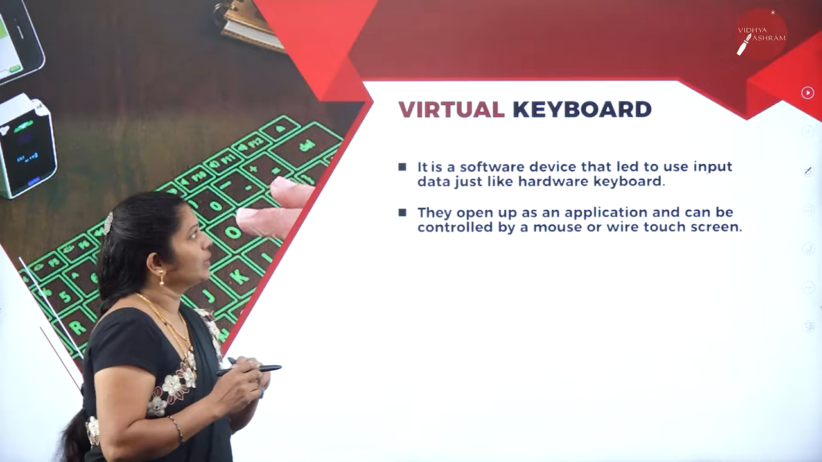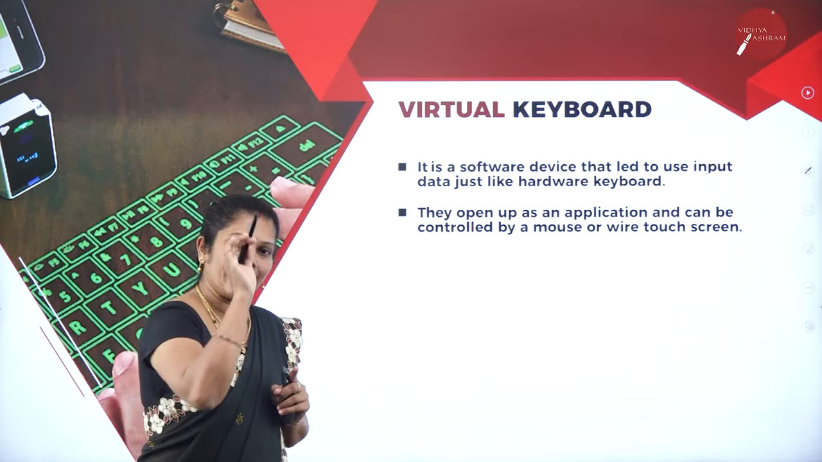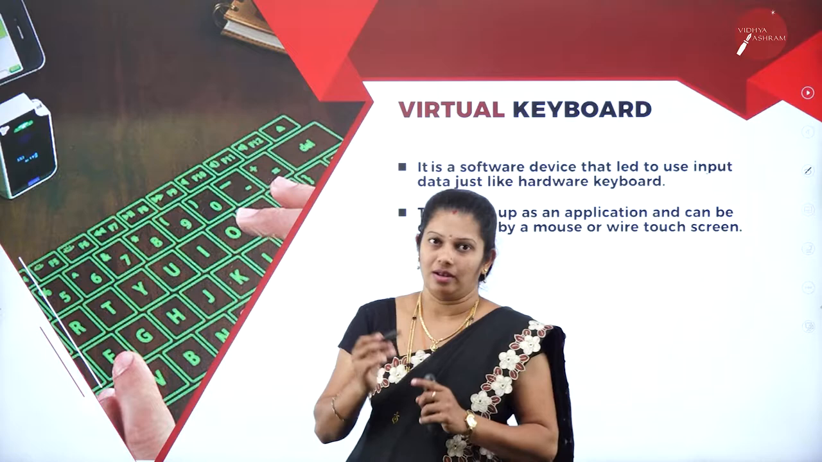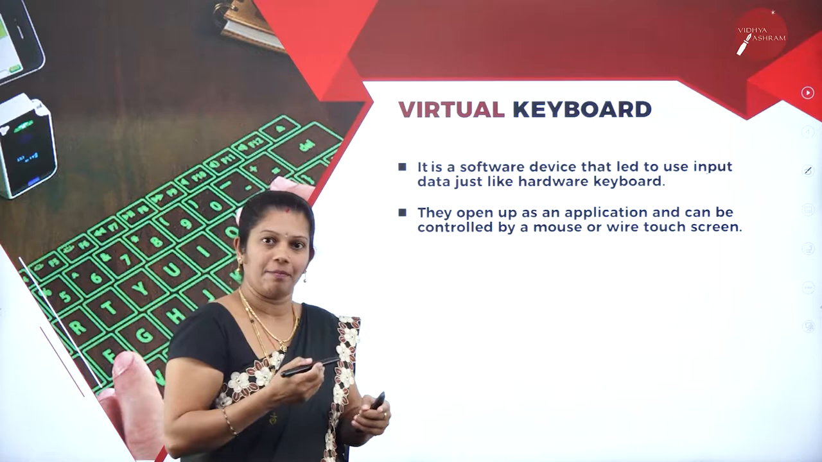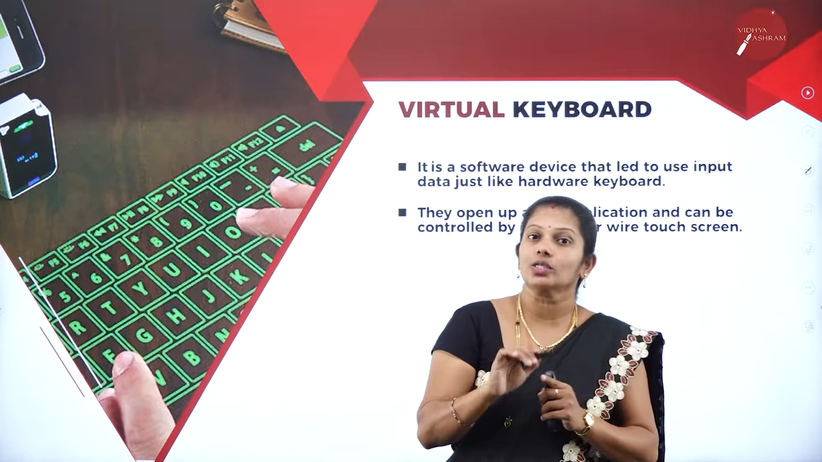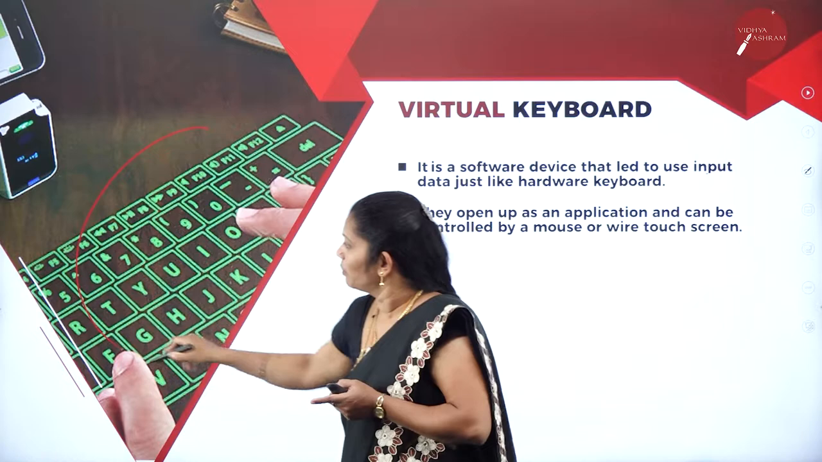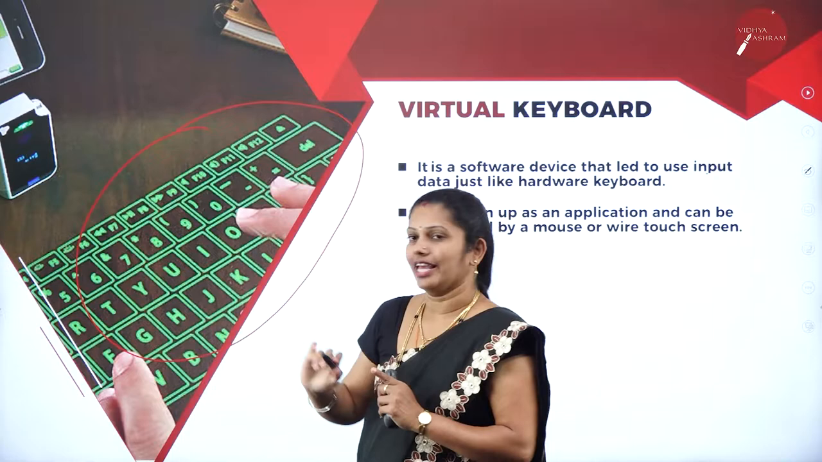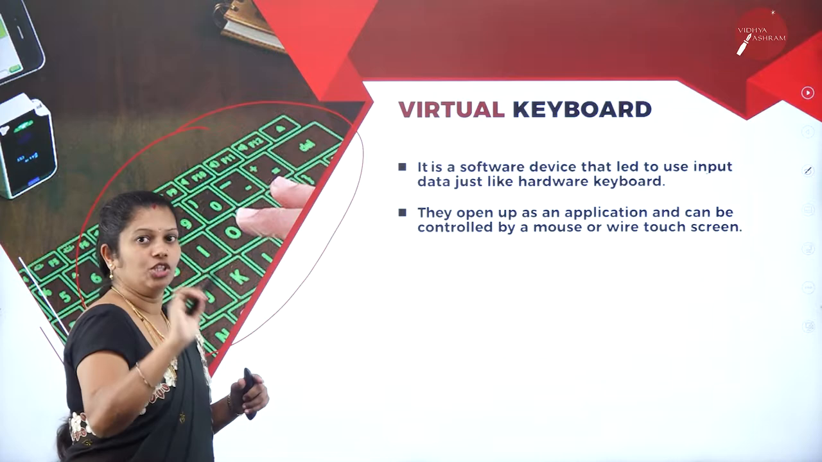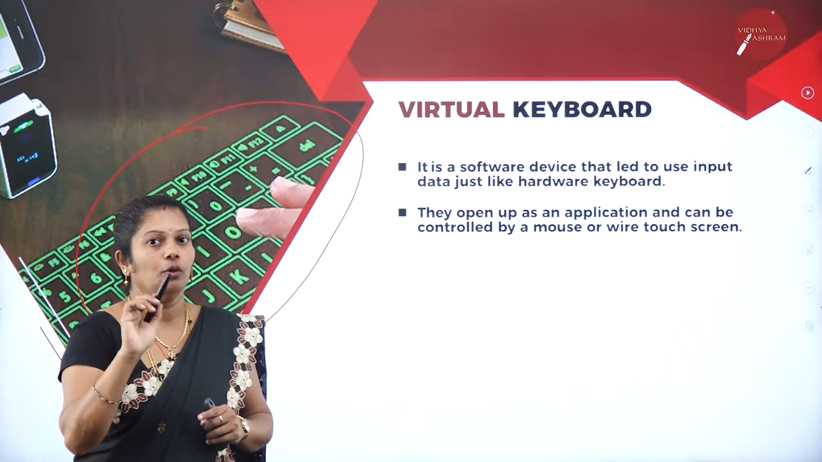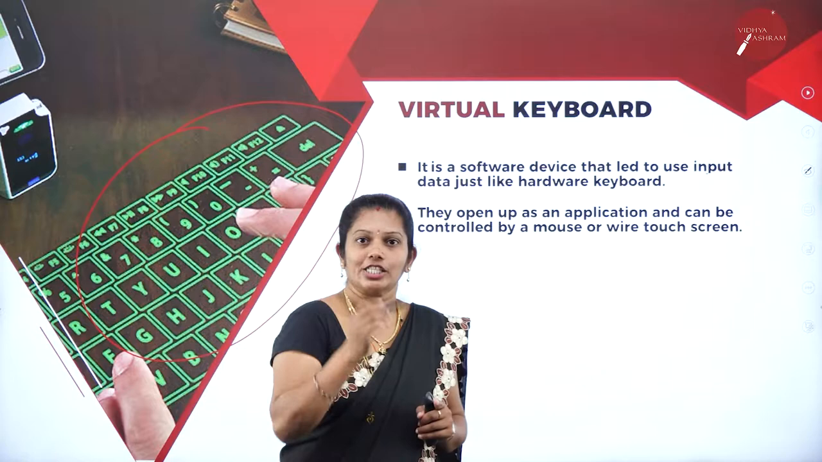Next we'll discuss the virtual keyboard. Already I told you, virtual means it looks like the original only, but it is not an original keyboard. For example, on your mobile, especially on a smartphone, you do not have any physical keypad. But whenever you want, at that time, we can open the keypad and enter whatever data we want. That means it looks like an original, but it's not an original one. This can be called a virtual keyboard. Whenever we want, we can open it and give the command, and whenever we don't want, we can close it. On your smartphone, whenever you want, you can open the keypad, and whenever you don't want, you can close it. It looks like a virtual keyboard only.